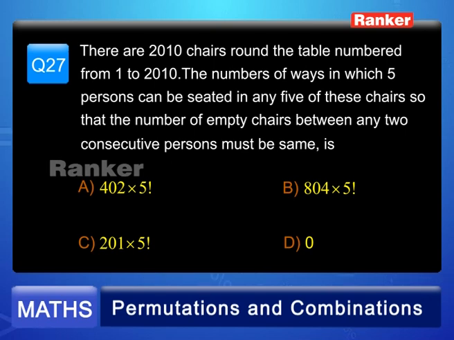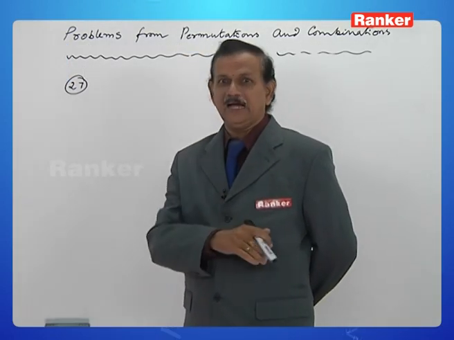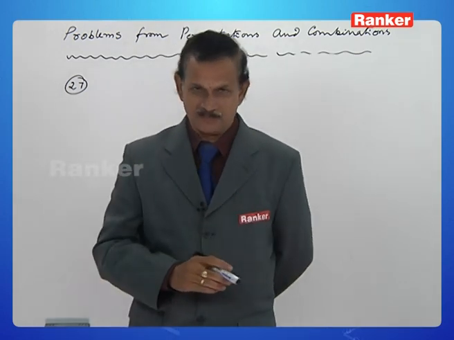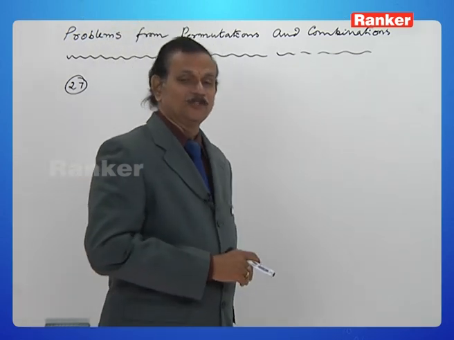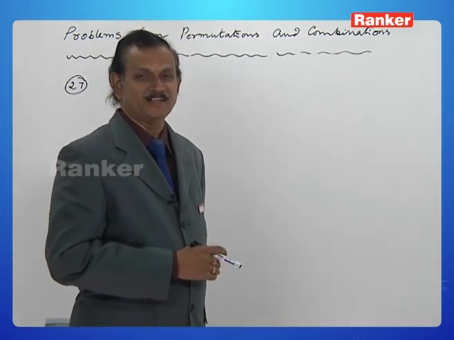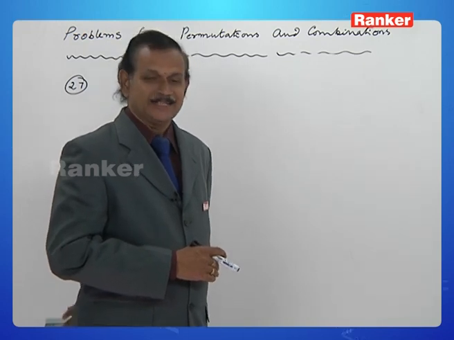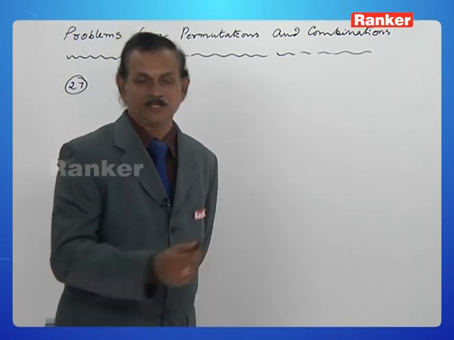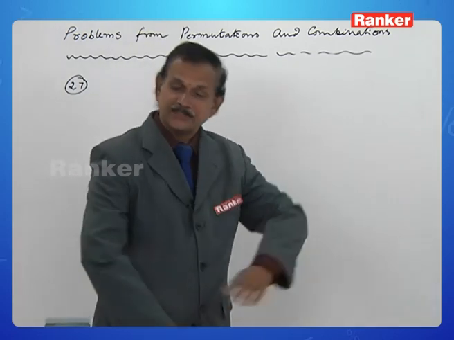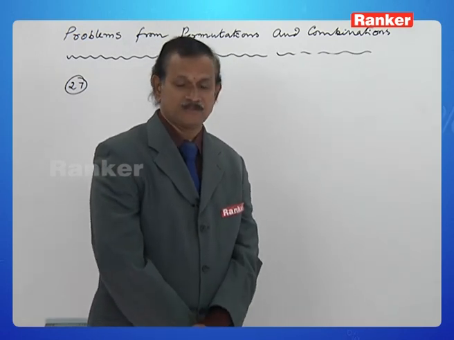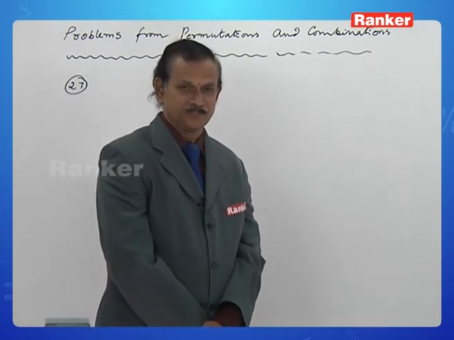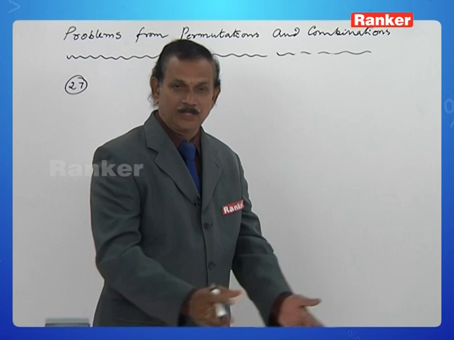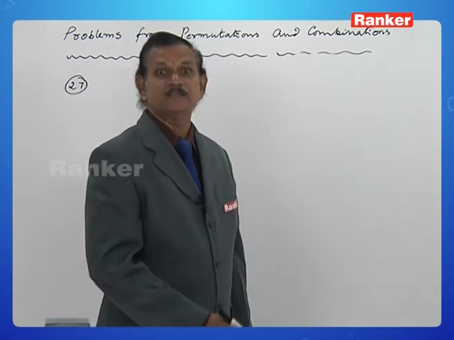How many chairs are there? 2010 chairs are there. How many persons are to be seated? Just 5 persons are to be seated. Therefore, definitely 2005 chairs will be kept vacant. Of course, the condition that has been given here is that the number of empty chairs between any 2 consecutive persons must be the same. 5 persons are to be seated.